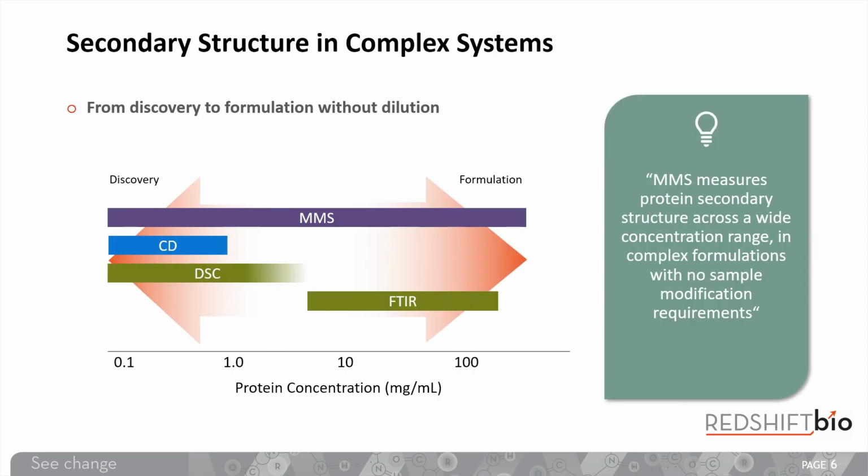Microfluidic modulation spectroscopy is a new technology which can assess protein secondary structure over a concentration range from about 0.1 mg per ml to over 200 mg per ml, and is compatible with the complex formulations required to manufacture stable biopharmaceutical products. In comparison to the incumbent technologies such as CD, DSC, and FTIR, the system can cover a dynamic range of 4 decades of concentration, which is far beyond the capabilities of these techniques.